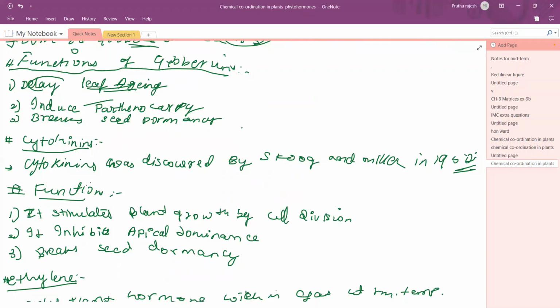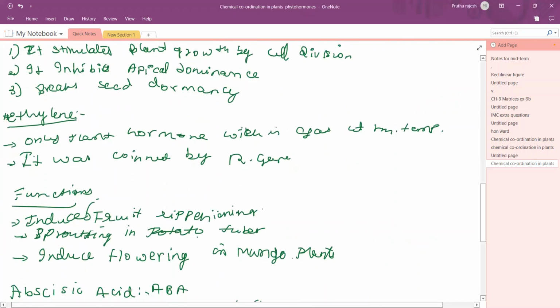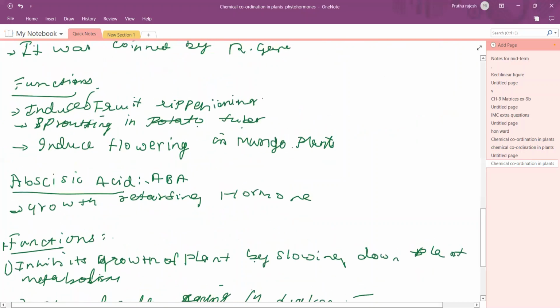Now let us move on to the next topic, which is ethylene. The special feature of ethylene is that it is a plant hormone which is a gas at room temperature. It was coined by R. Gane. Now, functions of ethylene: it promotes ripening, it supports sprouting in potato tuber, and induces flowering in mango plants. Next, we'll move on to abscisic acid.